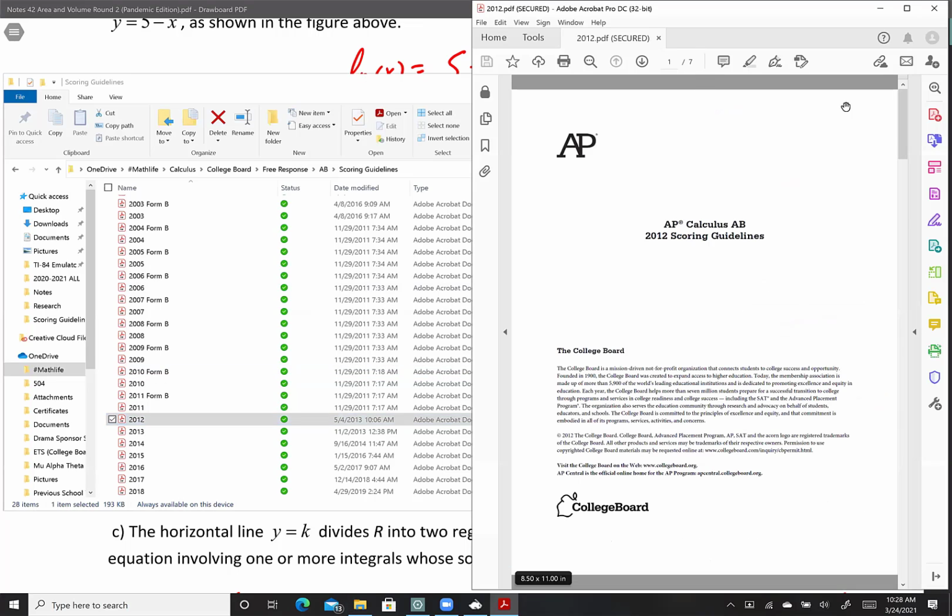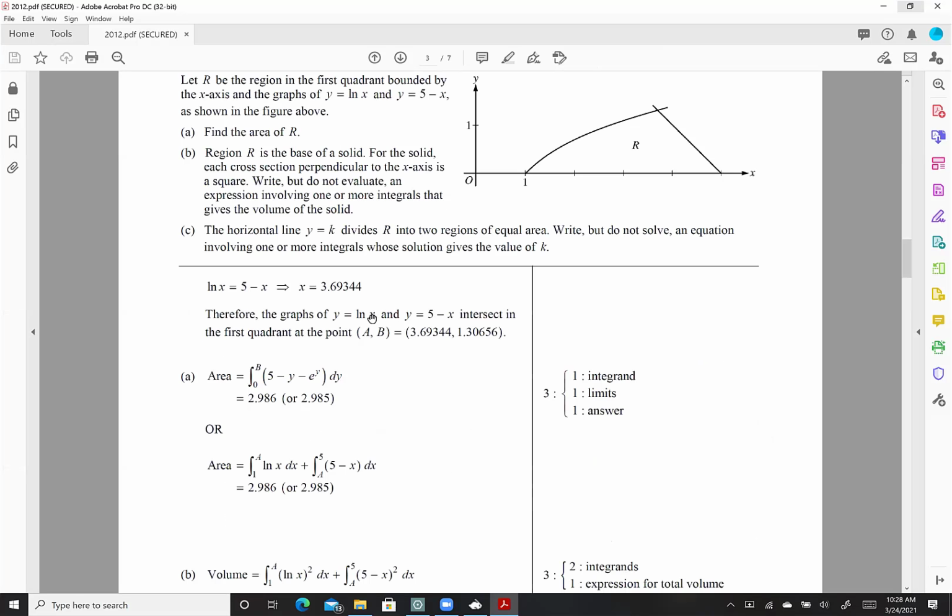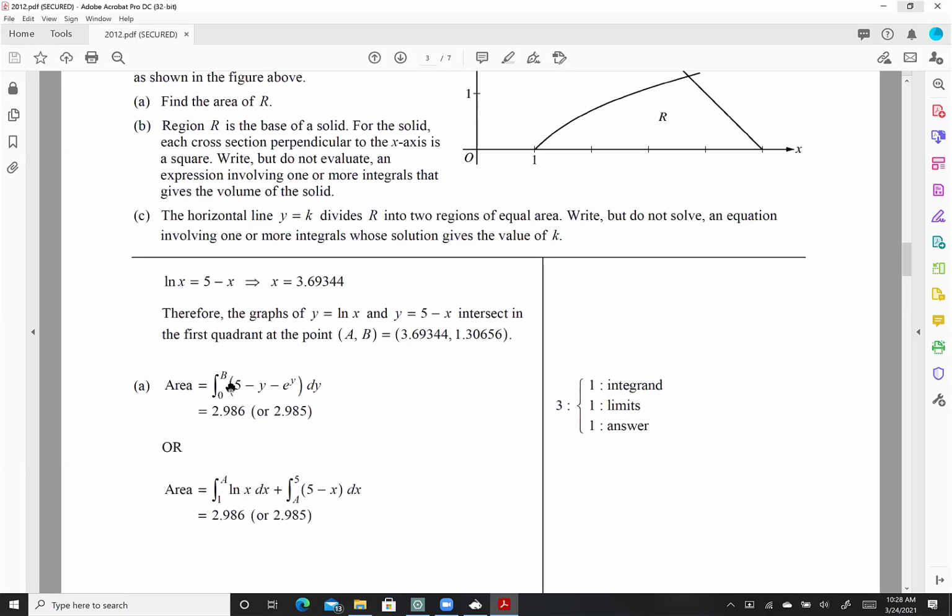Here is the Scoring Guidelines. Look at what they did on letter A. Wow, letter A was 3 points. They used the same letter we used. They went down the alphabet. They said ln of x equals 5 minus x equals 3.69344. Therefore, the graphs of ln x and y equals 5 intersect there. You do not have to give all that. I would not even bother giving that information. I would just give this and then go right into this. 2.986 or 2.985. 986 is rounded, 985 is truncated. There it is, 3 points. They give you 1 for the integrand, 1 for the limits, and 1 for the answer.